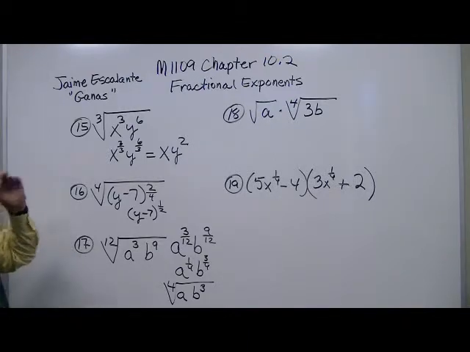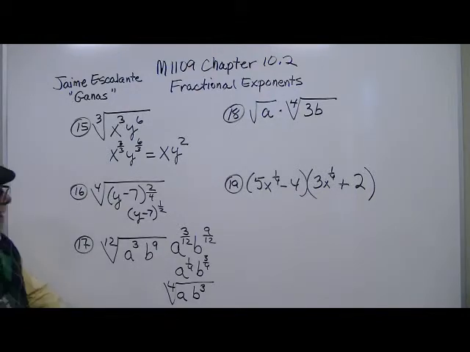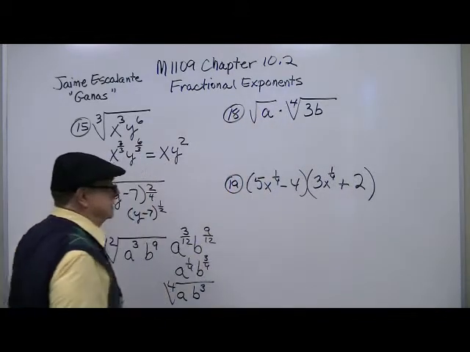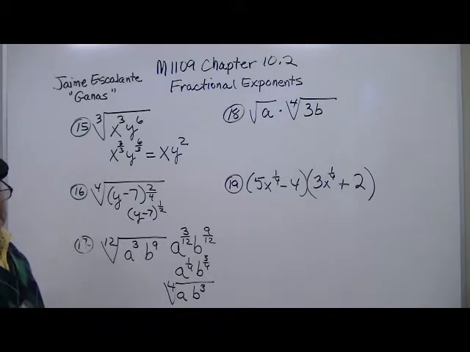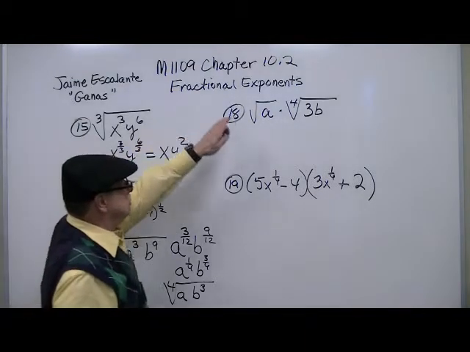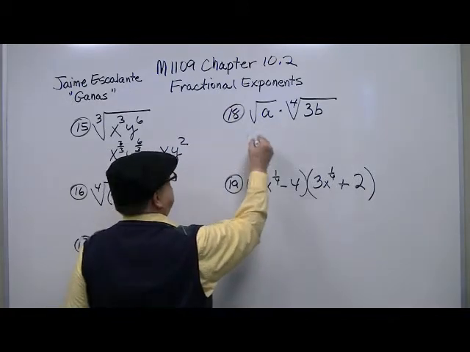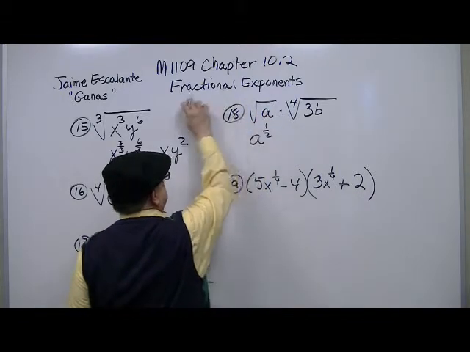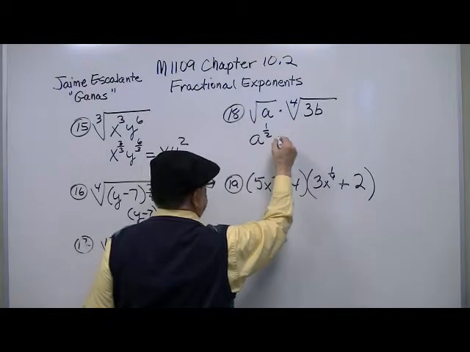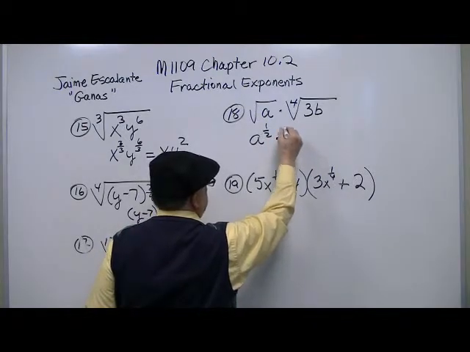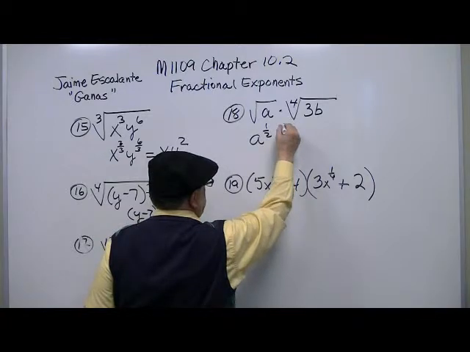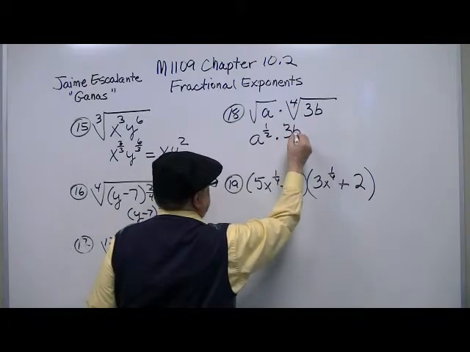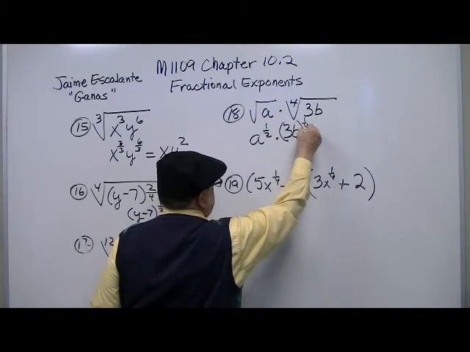Now in number 18, as we look at that, we see, wait a minute, they're not the same index number. So how can we multiply that? Well, the answer would be through fractional exponents. This becomes a to the 1/2, changing it from its radical form to its fractional exponent form. And this becomes, let's see here, 3b to the 1/4.